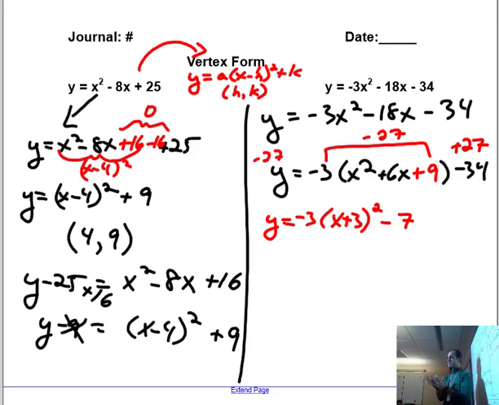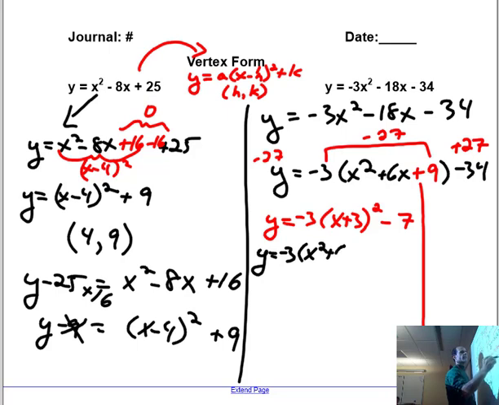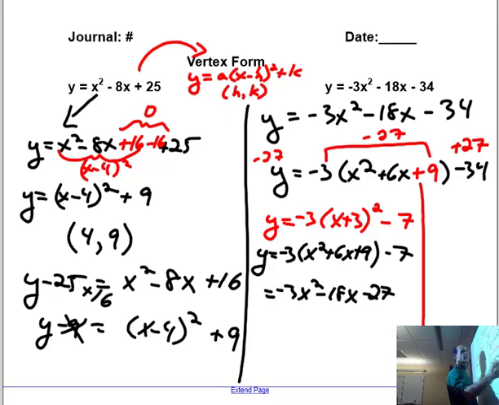Now, let's look at this both ways. If I go ahead and square this out, it's going to be y is equal to -3 times x squared plus 6x plus 9, minus 7. And that's going to be -3x squared minus 18x minus 27 minus 7. So isn't that the same equation that I started with?